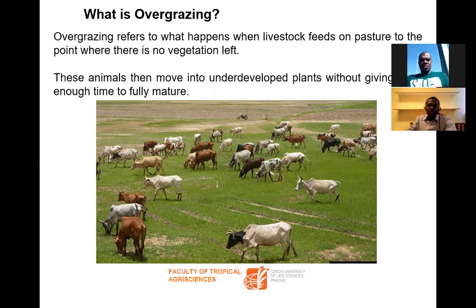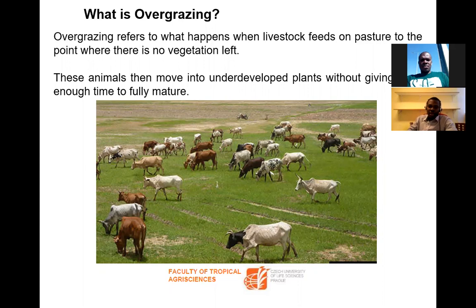Overgrazing refers to the feeding of the livestock to the point that there is no vegetation left. That is, the available resources, which is the feed, is not sufficient for the livestock, and the livestock end up eating it all up. So it is not a sustainable way of feeding animals. And due to this, these animals then move to underdeveloped plants without giving them enough time to fully mature.